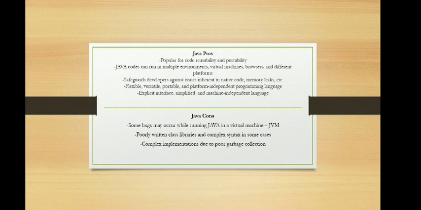popular for code reusability and portability. Java code can run in multiple environments: virtual machines, browsers, and different platforms. Safeguards developers against issues inherent in native code, like memory leaks. Flexible, versatile, portable, and platform-independent programming language, with an explicit interface, simplified and machine-independent.